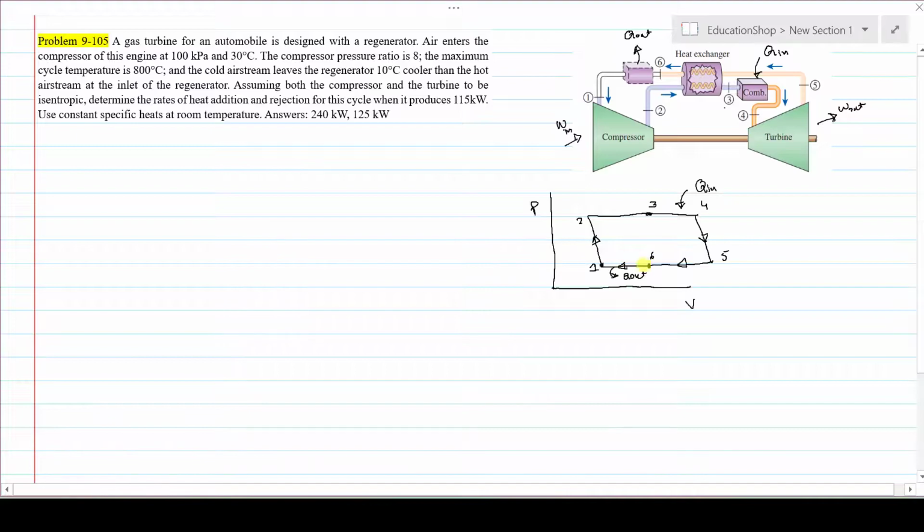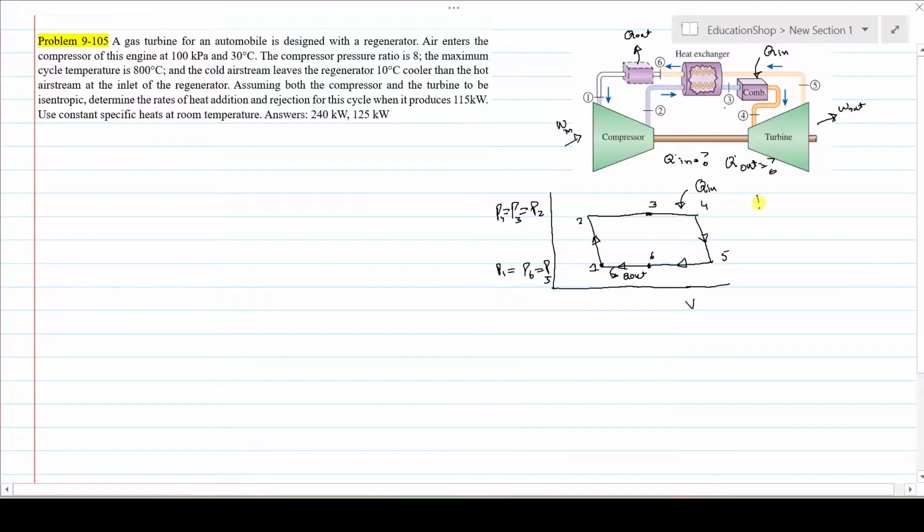Here Q out, 6 to 1, is the process where heat rejection occurs, and we need to calculate it. So what is our requirement in the statement? That is Q dot in, how much heat is supplied, and Q dot out, how much heat is rejected. Remember, the pressure P2 must be equal to P3 and P4. Similarly, the pressures P1, P6 and P5 are all on the same line at constant pressure.